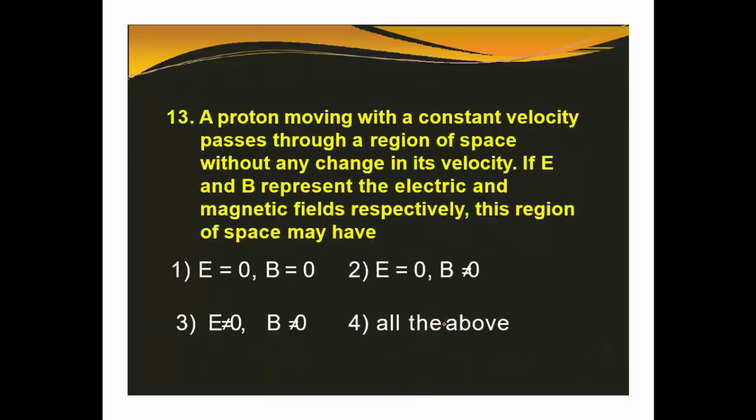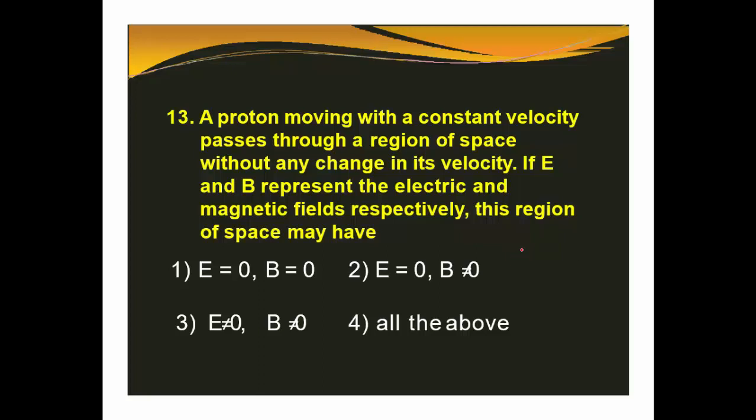Okay, next question. A proton moving with a constant velocity passes through a region of space without any change in its velocity. Without any change in velocity means no force is acting. Here no change in velocity indicates that no force acts on the charge, meaning the net force on the charge is 0. If E and B are present, the electric fields will be respectively.